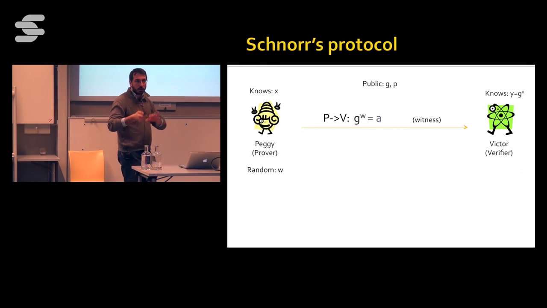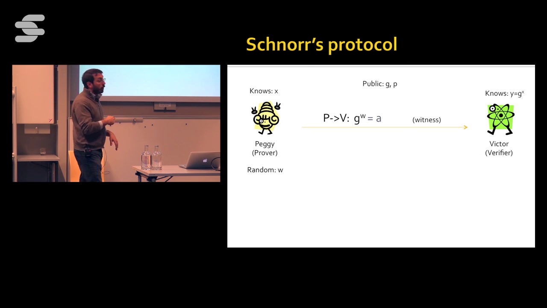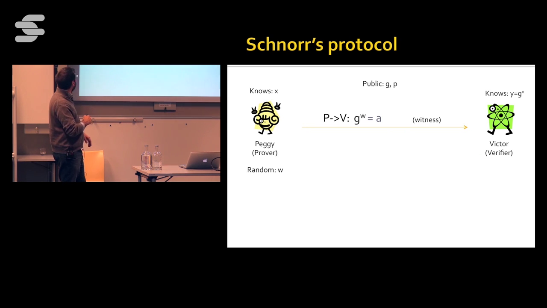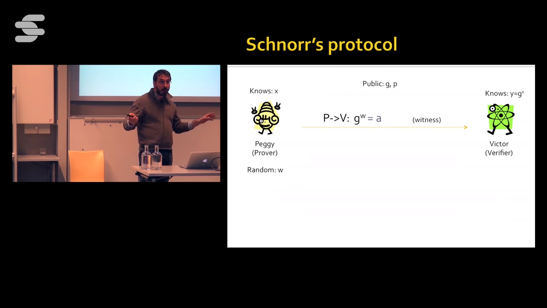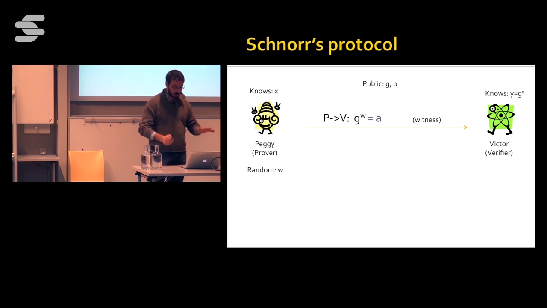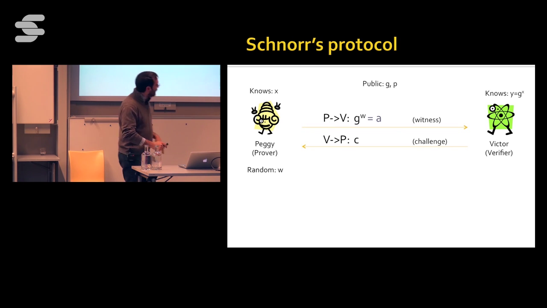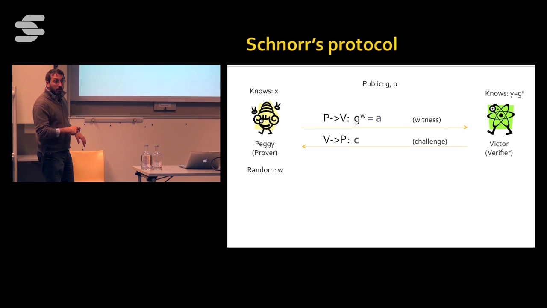Now, first of all, let's convince ourselves this cannot possibly leak any information about X. It doesn't contain X, it's not a function of X, it does not leak anything about X. So far, so good. Now, Victor sends then a challenge back to Peggy. This challenge could be any number of bits. The more bits, the better. Let's say a 128-bit number here, back to Peggy. Okay, this is just, again, a challenge, which is just a number.